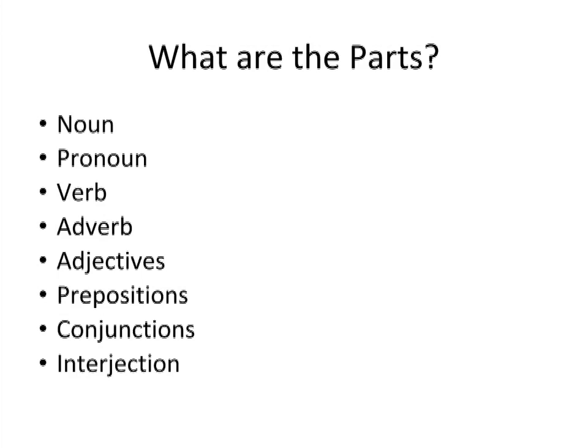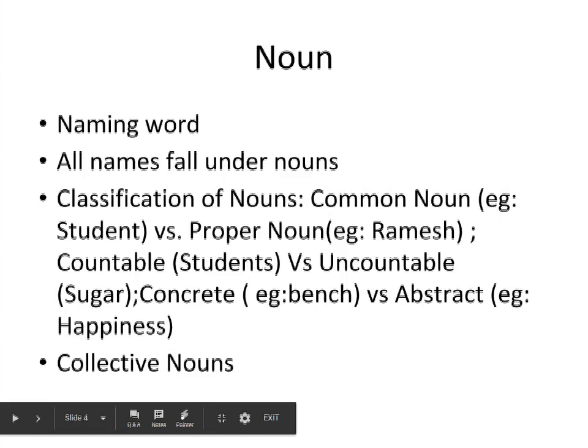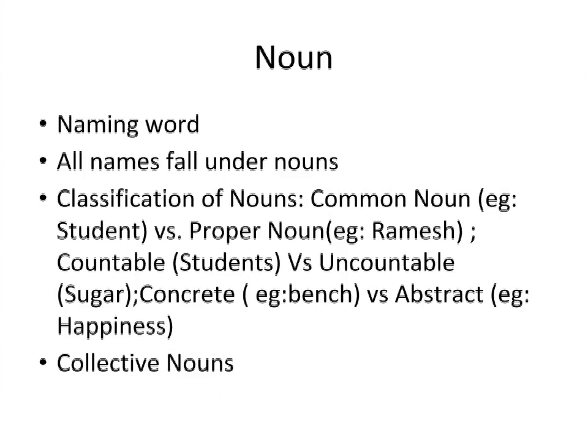We have noun, we have pronoun, we have verb, we have adverb, we have adjectives, we have prepositions, we have conjunctions, and we have interjection. First we will start with noun. So noun is nothing but what you call as a naming word. All names fall under this category.